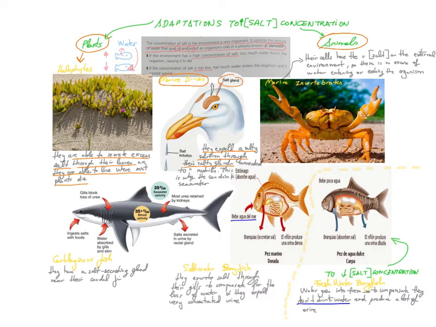Salt glands are these. They are connected to the nostrils. The nostrils are here, and because of them, they can expel a salty solution. And because of this, they are able to drink seawater.